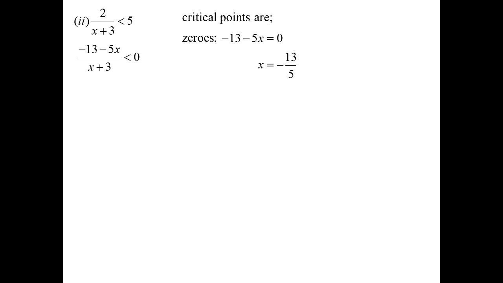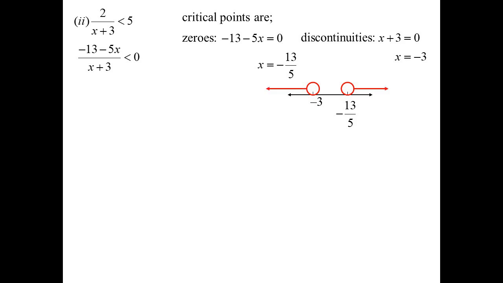So I solve the top of the fraction, I get minus 13 on 5. The discontinuities, the asymptotes, well, that's the bottom of the fraction. Bottom of the fraction equals 0 at negative 3. I get those two critical points. Plot it on the number line, test my regions, and I come up with the solution. So it is similar to the first one. It's probably a bit more work, but it is another way of doing it.